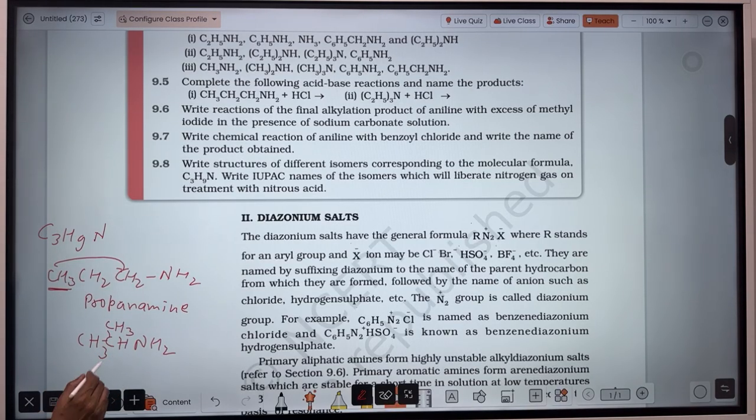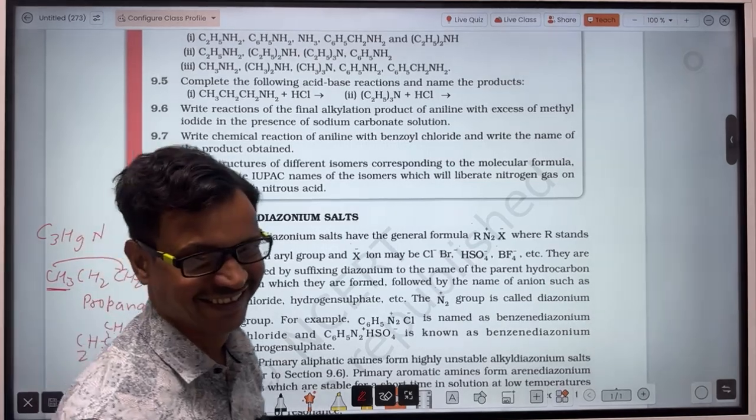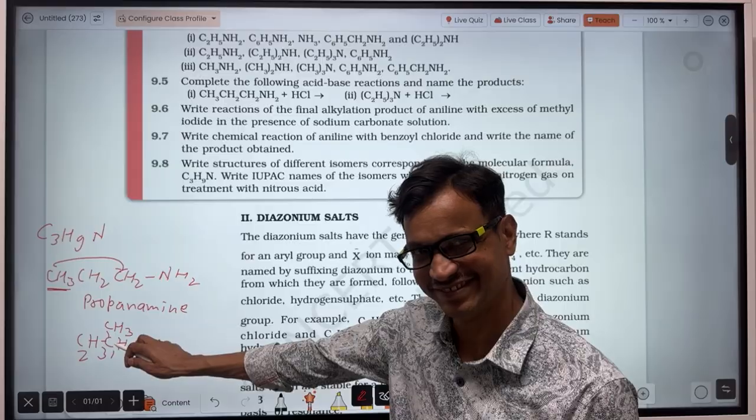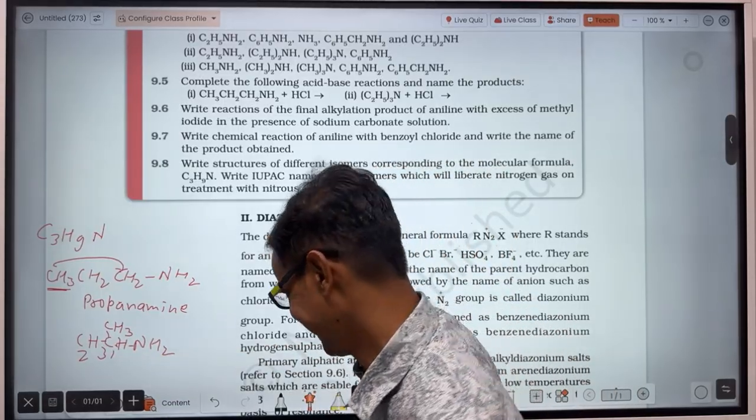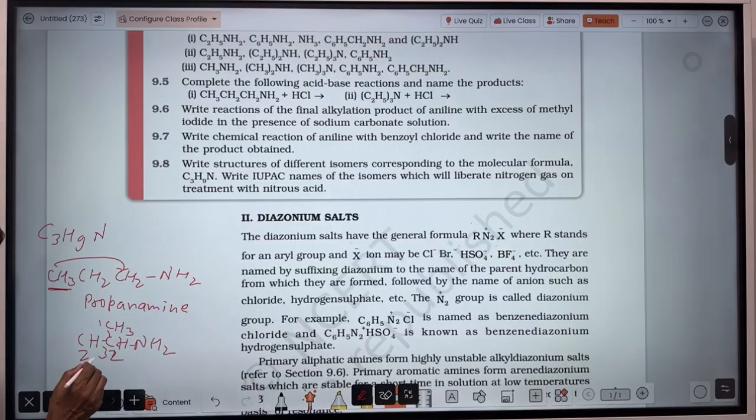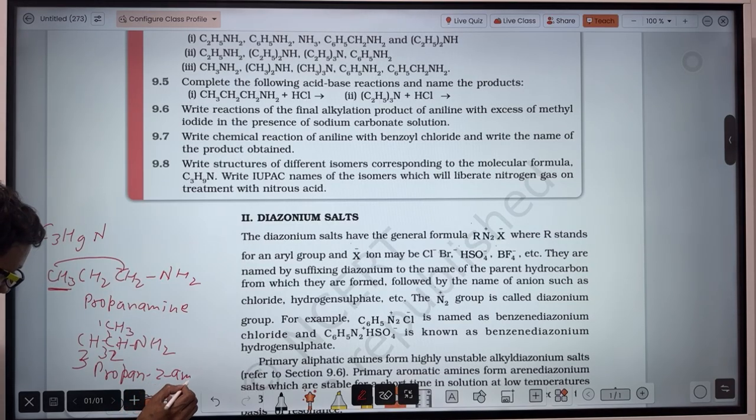So how to write the name? Here 1, 2. So at the first position there is a methyl here. No. If anyone says that methyl is a substituent here, no, the chain does not terminate here. Listen, the chain is 1, 2 and 3, and it is propan-2-amine. The other is propanamine. Of the primary amines, these two are possible.